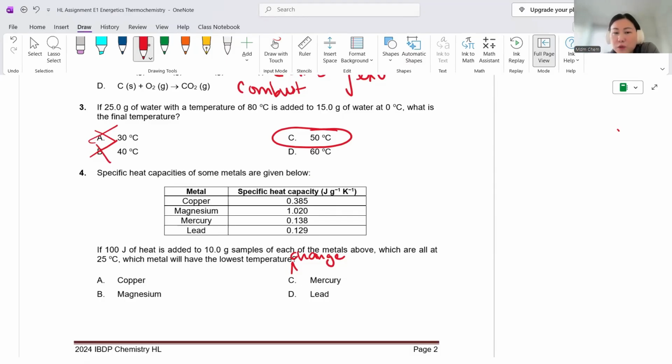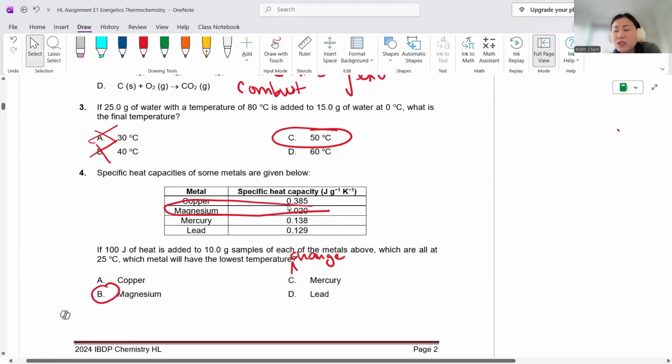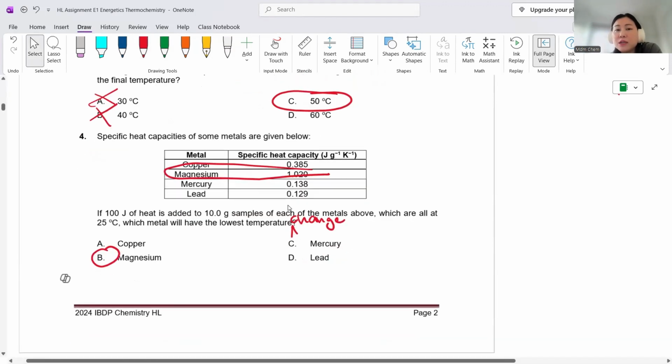So therefore, for question 4, the one that will give you the smallest temperature change will be the one which has the highest specific heat capacity. So the answer will be magnesium, B, because it has the highest specific heat capacity. It takes more energy to create a temperature change of 1 Kelvin for 1 gram of substance.